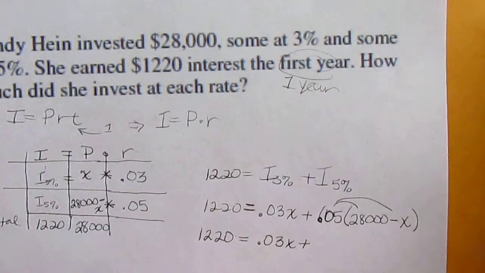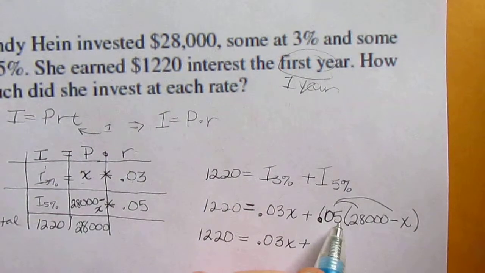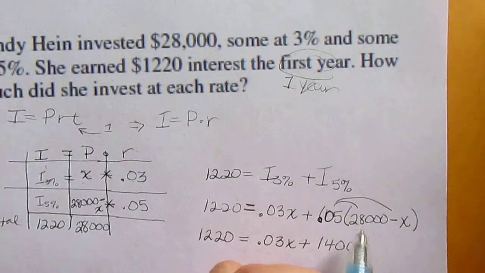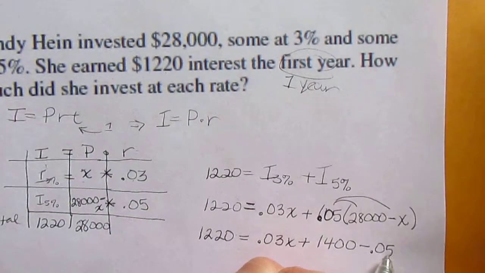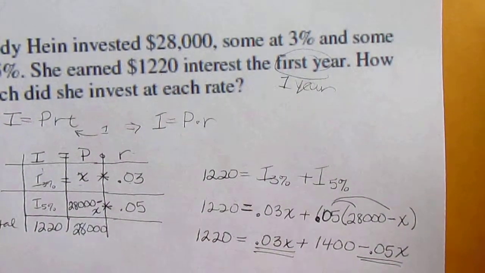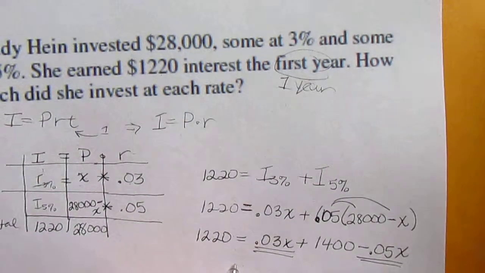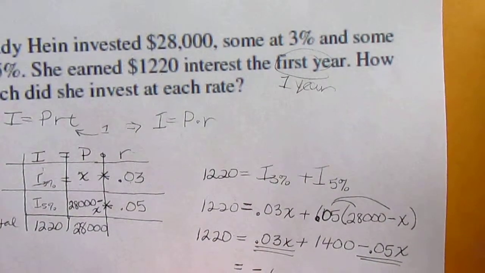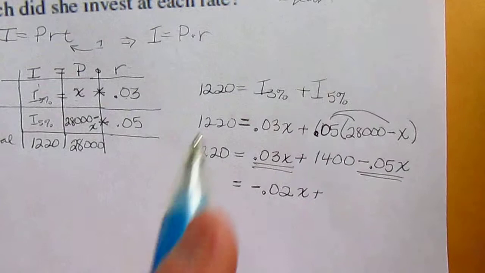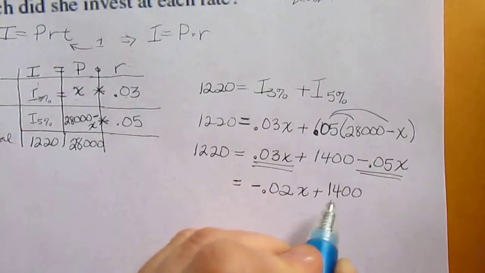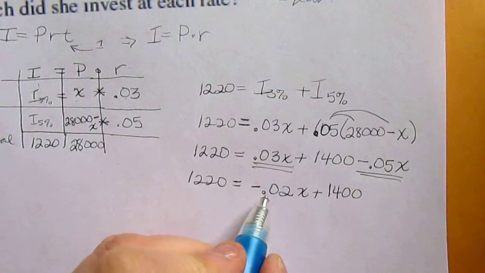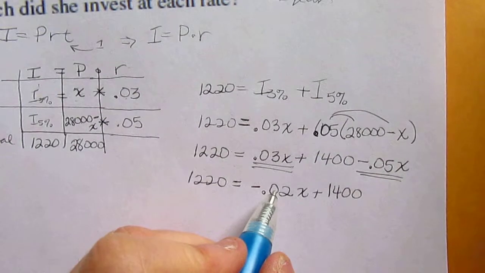To simplify this part, we distribute. 0.05 times 28,000 is 1,400 minus 0.05x. Okay, not that bad. When we look at these two, we subtract the two, we get negative 0.02x plus 1,400 equals 1220. Ooh, that makes me scared because I'm not sure if I'm going to get a negative answer. There's no way I can get a negative answer.